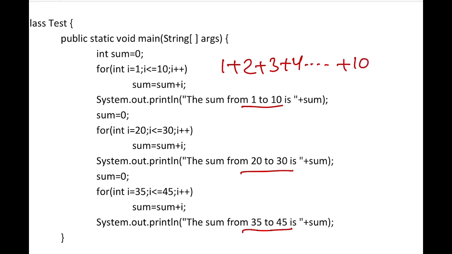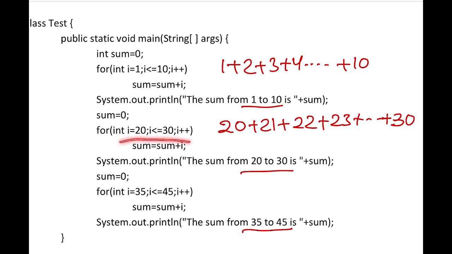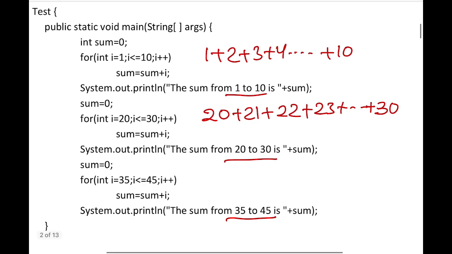Now again we want to find the sum of the integers from 20 to 30. That means we want to find 20 plus 21 plus 22 plus 23 plus ... 30. So here we have written the code for this, like i = 20, i <= 30, i++, sum = sum + i, and the variable sum is going to print or display the value of the sum from 20 to 30.